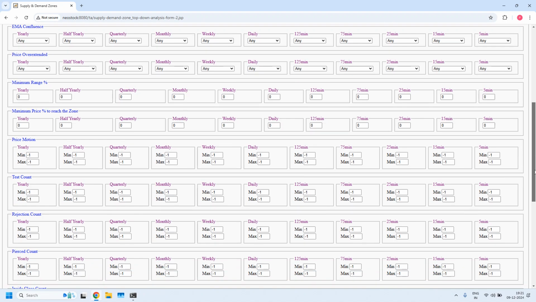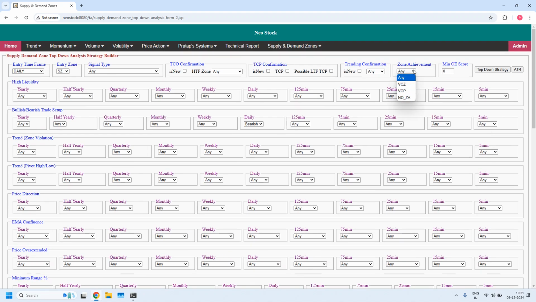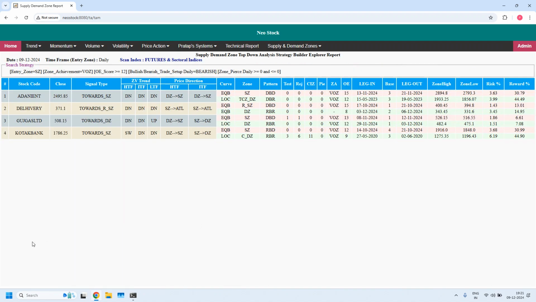Daily supply zone should not be pierced, so I am setting minimum value 0, maximum value 0 in daily time frame. Zone achievement violated opposing zone, minimum odd enhancers score 12. All 3 filters are applied to daily supply zone, and we got 4 stocks supporting bearish trade setup for monthly income trade.